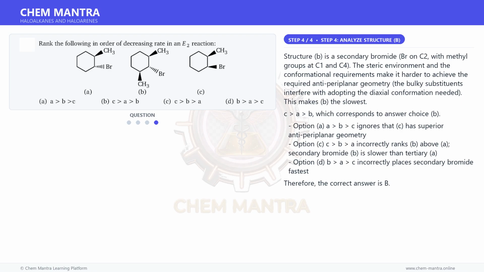Option A, ABC ignores that C has superior antiperiplanar geometry. Option C, CB incorrectly ranks B above A. Secondary bromide B is slower than tertiary A. Option D, BAC incorrectly places secondary bromide fastest.